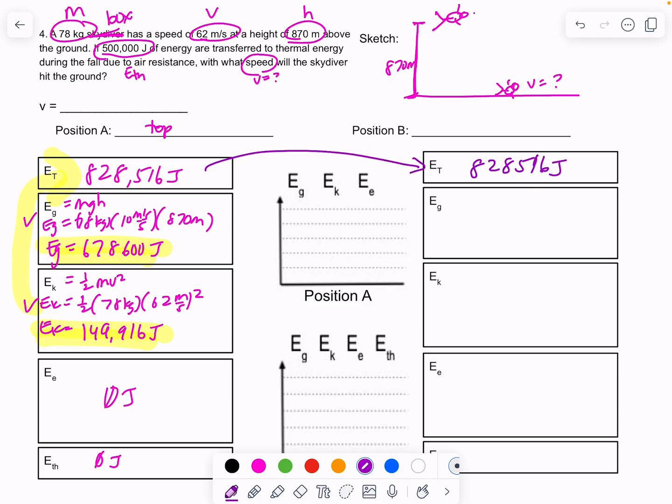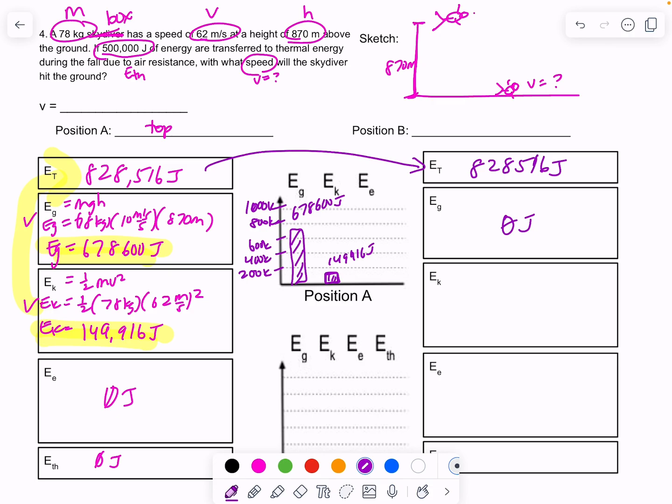And let's think about if we were going to graph this. Let's go 200K, 400K, 600K, 800K, and a million, okay? So if the total is 828, the EG is going to be around 678,600, and then the EK is kind of small, under here maybe, 149,916, okay?